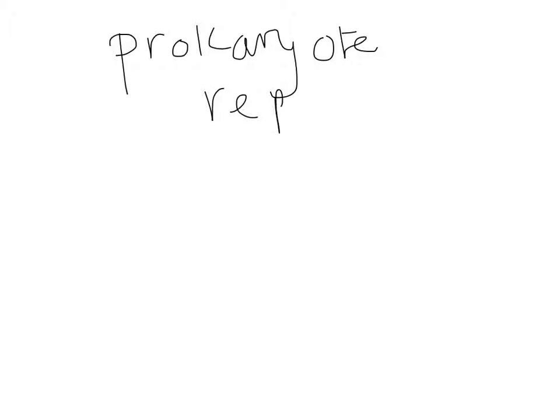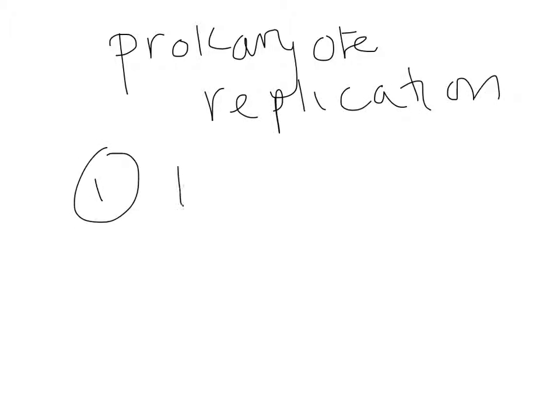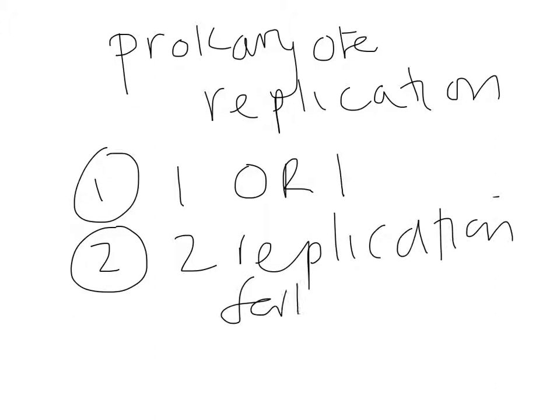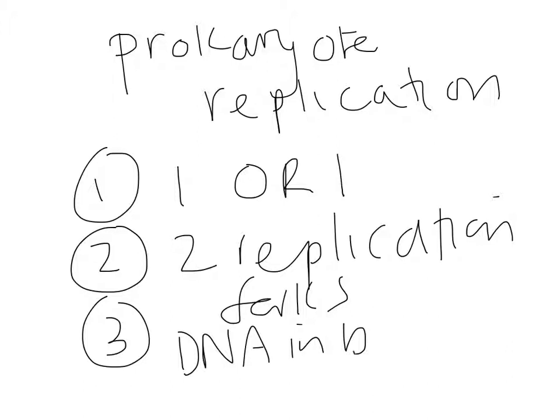So prokaryote replication: one origin of replication, so you always have two replication forks. And so you're going to have new DNA synthesis in both directions until they meet.